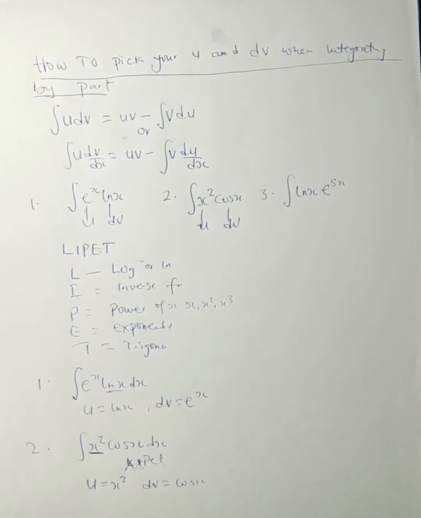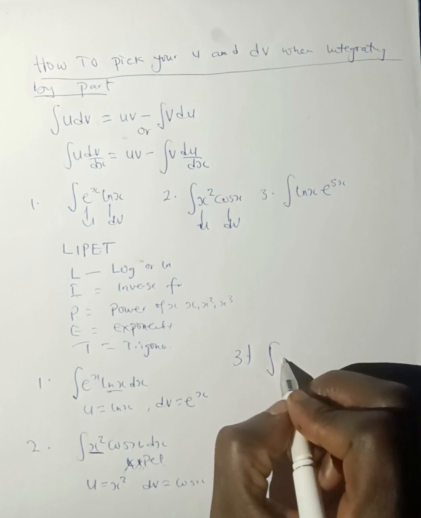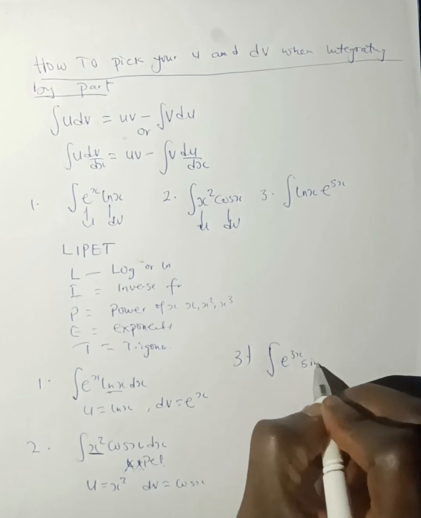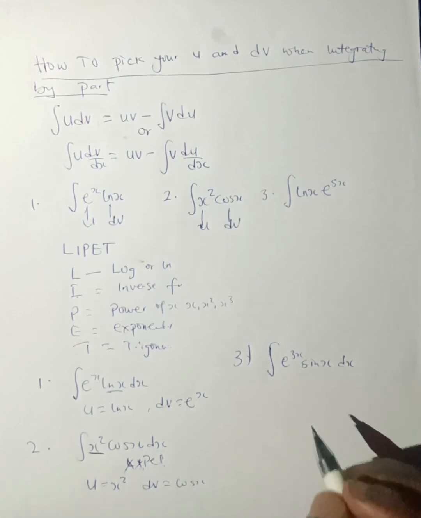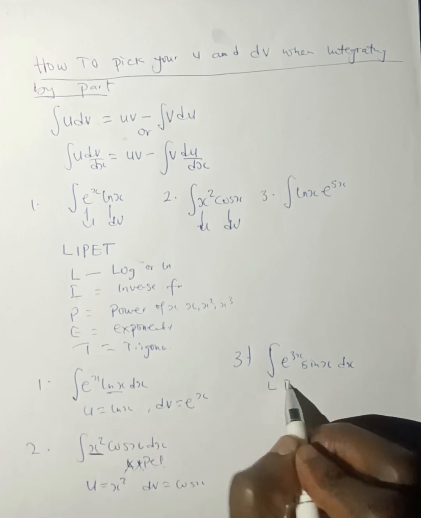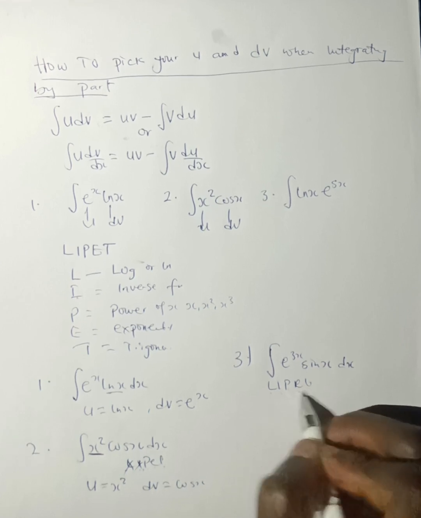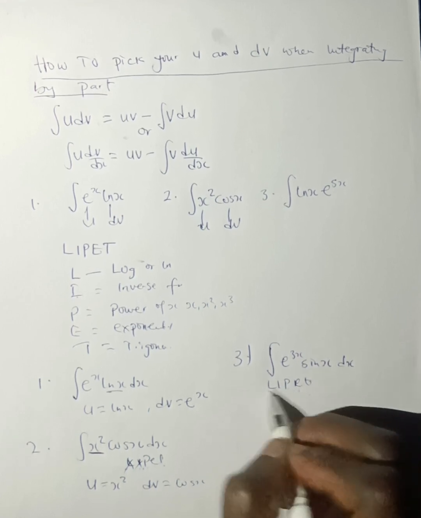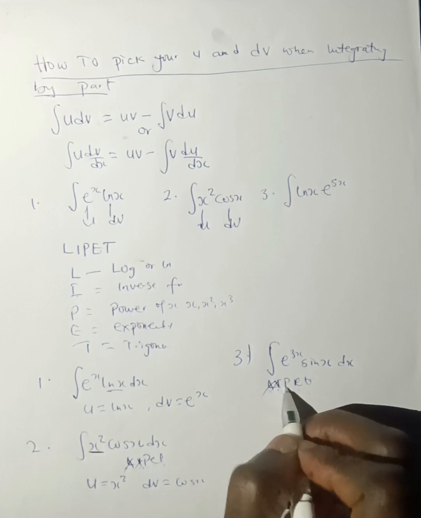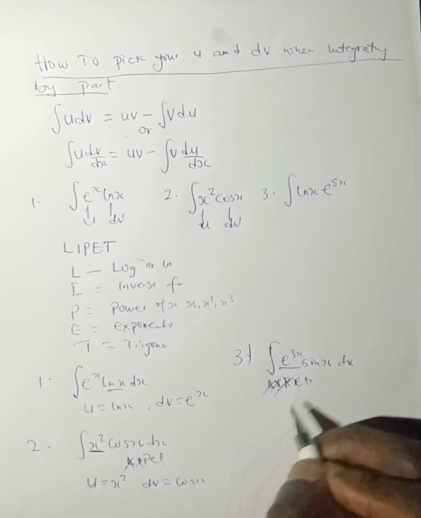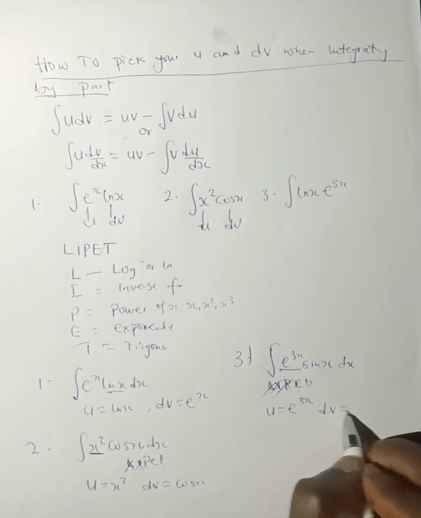Then we take another example, example 3. Let's say we have integral of exponential 3s sine s ds. Now, how do we know our choice of u? We look at the idea behind the little pet. L for logarithm, I for inverse, P for power, E for exponential, and T for trig. Is there logarithm in this integral? No. Is there inverse function? No. Is there power of s? No. Is there exponential? Yes. So our u becomes exponential 3s, and of course our dv becomes sine s.